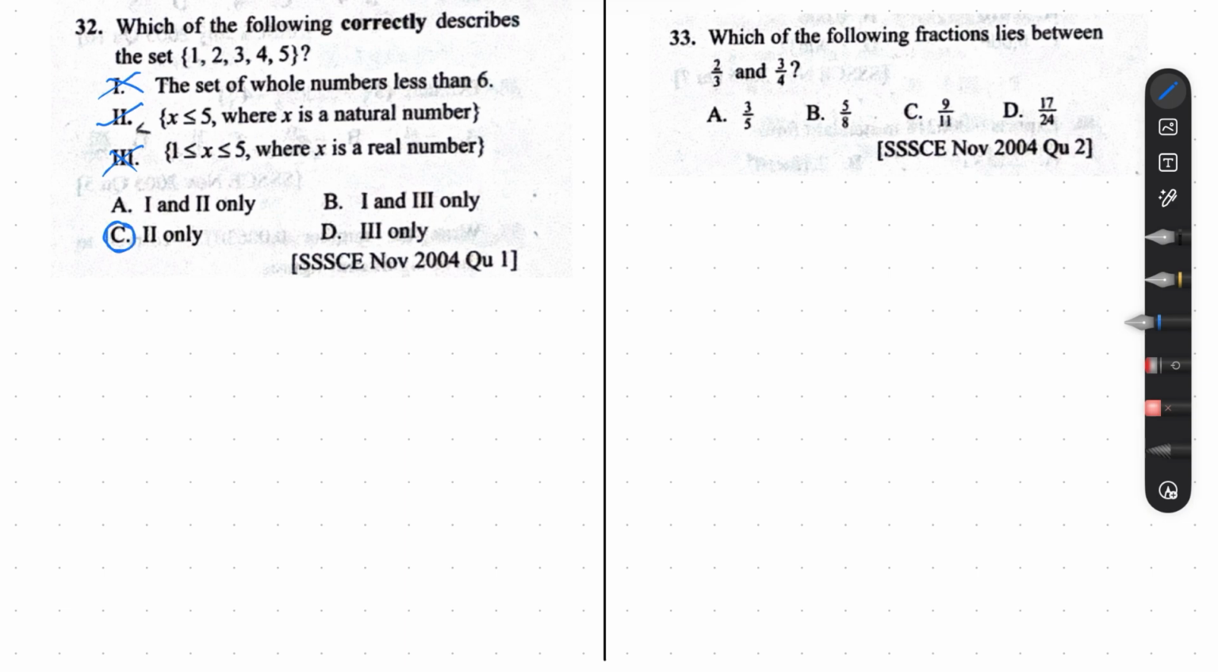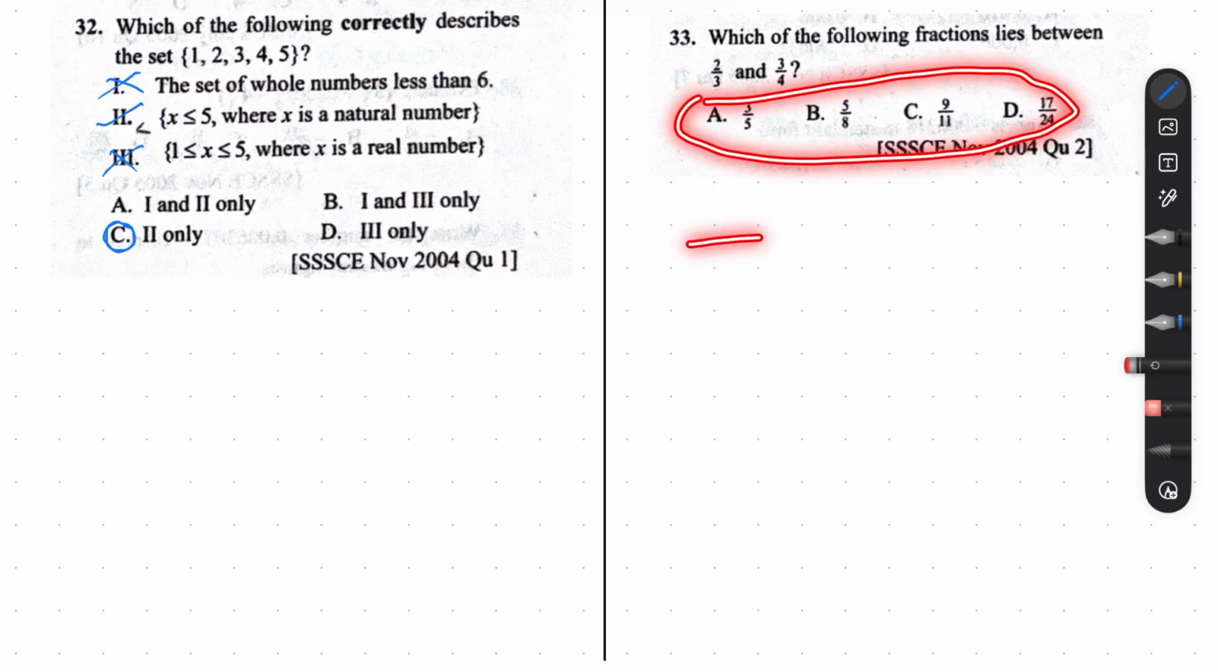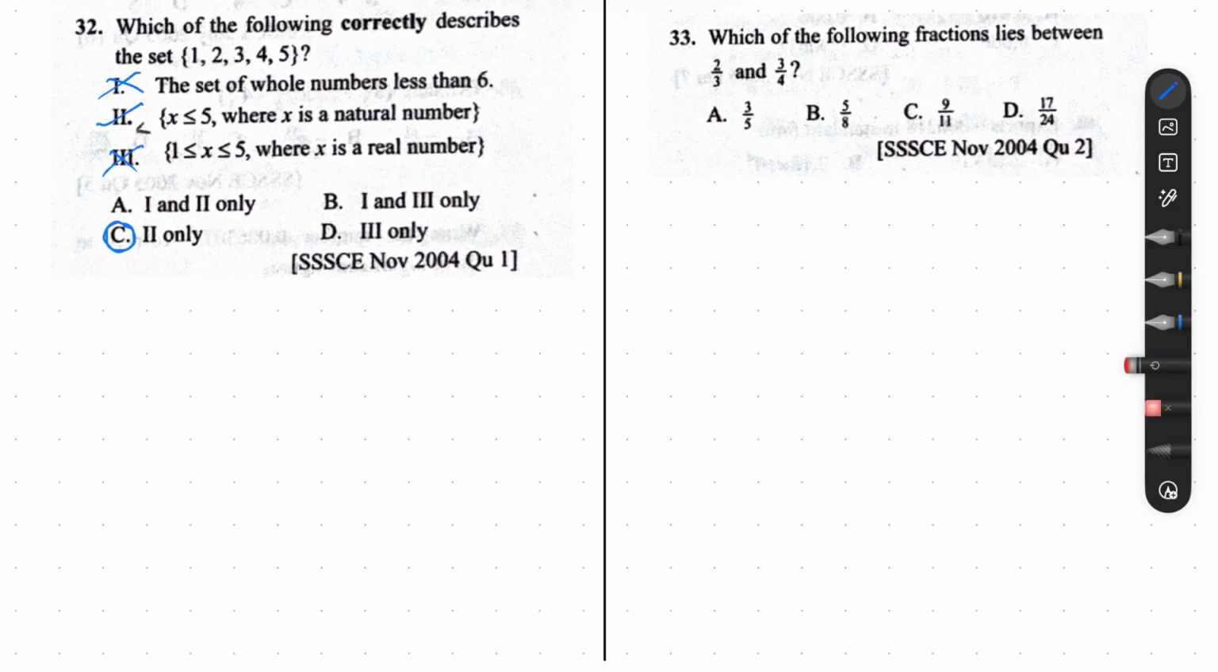Cool. Let's go to the next question, which is question number 33. It says, which of the following fractions lies between 2/3 and 3/4? The best thing we can do is convert these to decimals, then look at which of these numbers falls between 2/3 and 3/4.